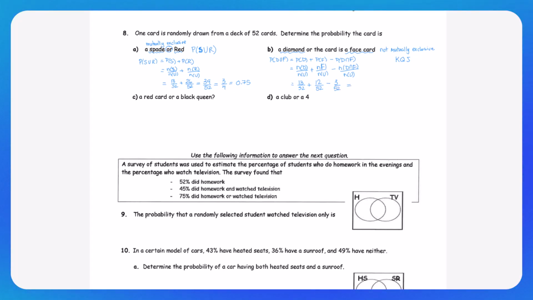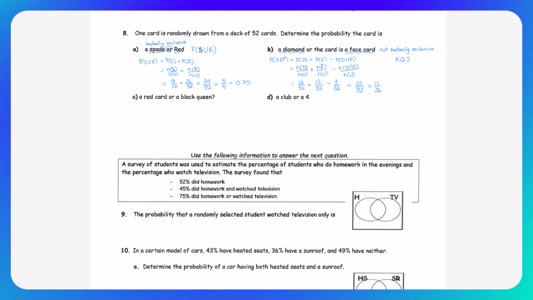Putting that all together, we get 13 plus 12 is 25. 25 minus 3 is 22 over 52. And then we divide top and bottom by 2 to get 11 over 26. We'll leave it as a fraction. Notice here that I didn't calculate the probabilities individually for either A or B first. It's nice to keep that common denominator so that we don't have to reverse the process at the end.